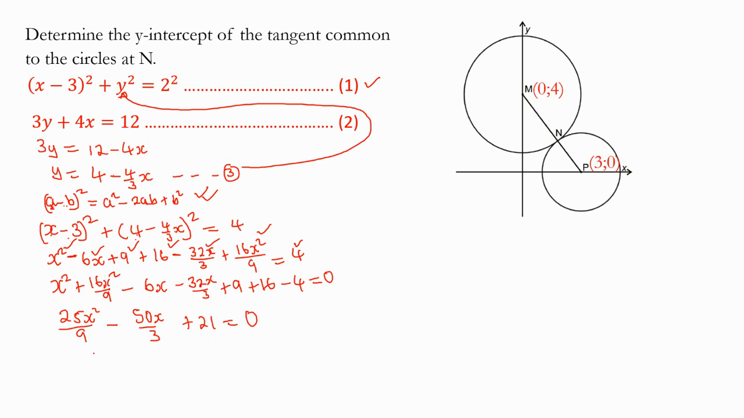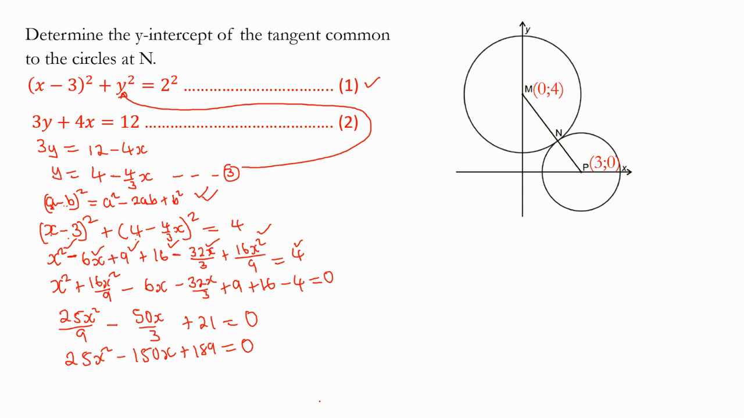You see that? Then you can multiply everything by the LCD, the lowest common multiple, yes, LCD. So you multiply by 9. Multiply everything by 9. So it becomes 25x squared minus 150x plus 189 is equal to 0. That is our equation in standard form. Then we solve. So maybe factorization is going to be a problem here. So we can use the quadratic formula to find our x. Okay, right. Let's just do that.